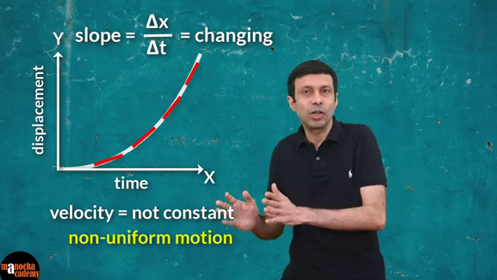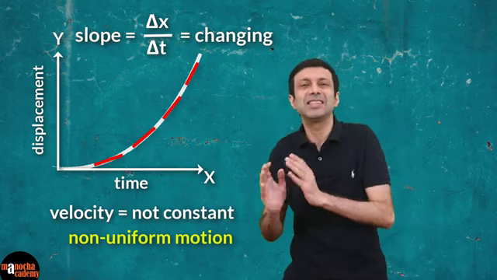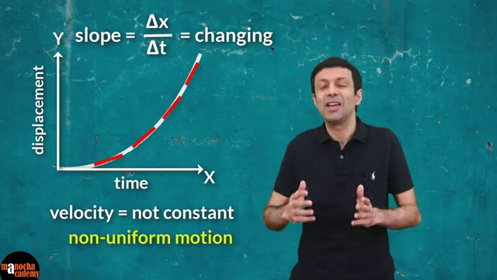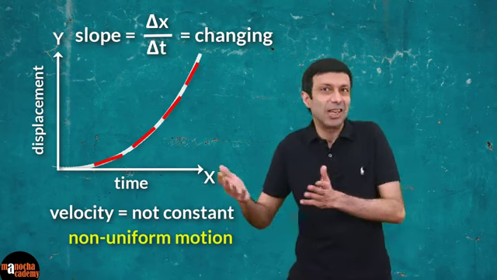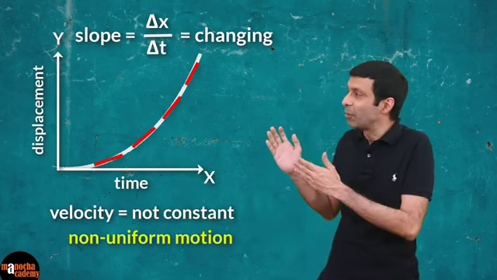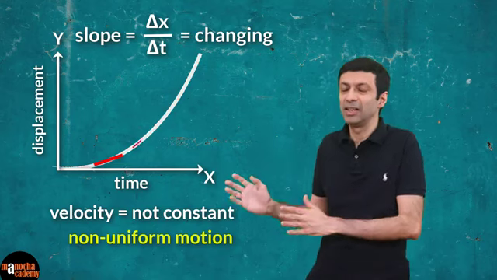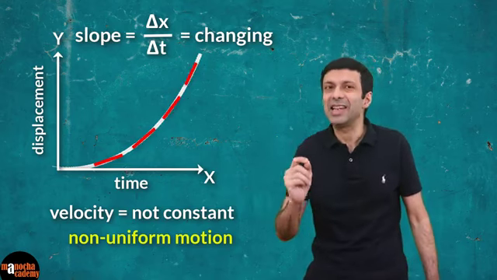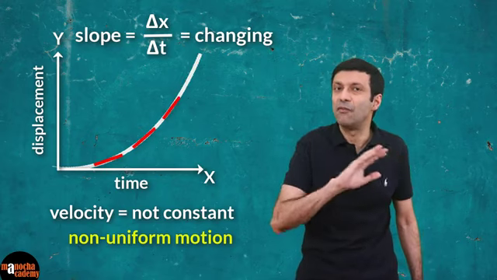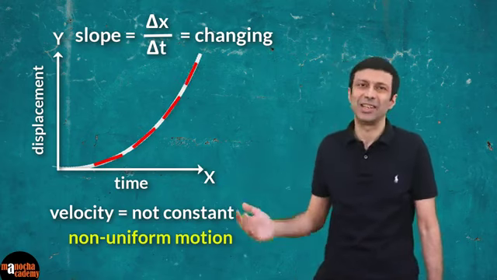Because in uniform motion, what did you have? You have to travel equal distances in equal intervals of time. In non-uniform motion, it means you're having unequal distances or unequal displacements in equal intervals of time. So clearly this body, which is having a changing velocity, you can remember, is clearly in non-uniform motion, because non-uniform motion means velocity is constantly changing.